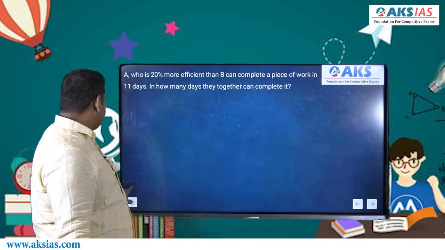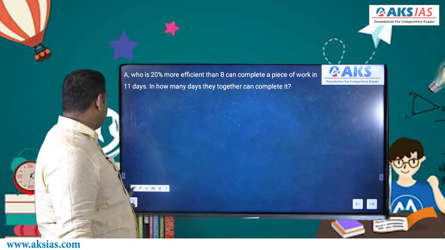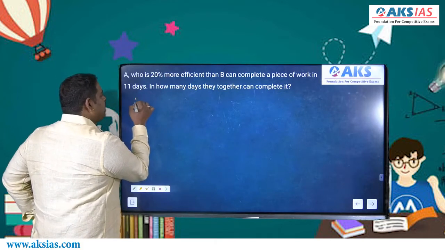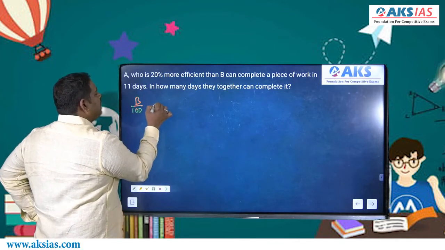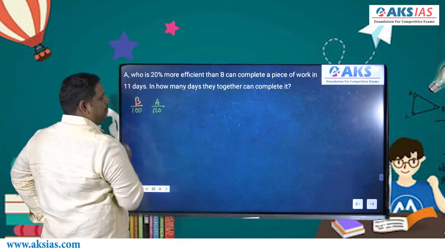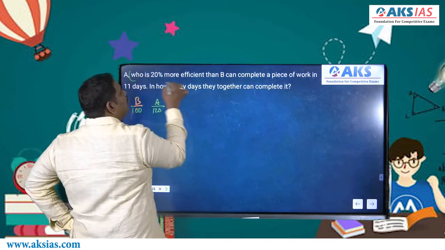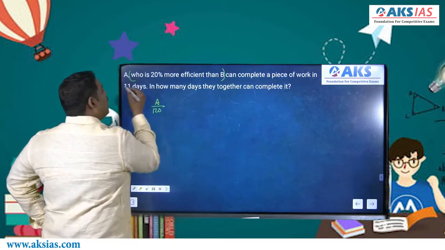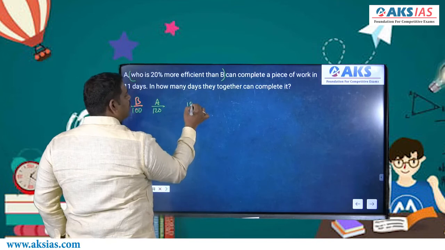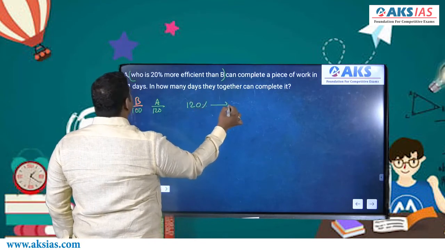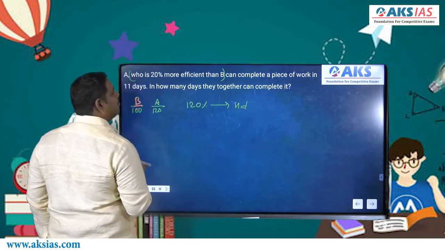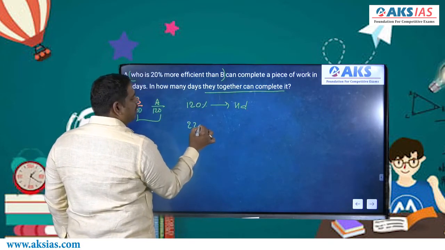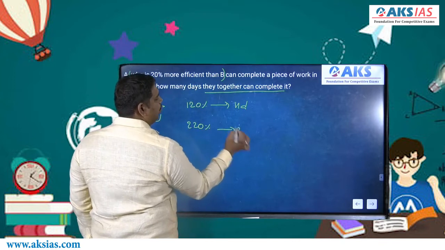A, who is 20% more efficient than B, can complete a piece of work in 11 days. That means if B's efficiency is 100%, then A's efficiency is 20% more, so 120%, right? A who is 20% more efficient than B, this is additional information. A can complete the piece of work in how many days? 11 days. So A's efficiency is how much? 120%. He can complete in 11 days. What he is asking is, in how many days can they together complete? Together means 100 plus 120. So what is the total efficiency? 220%.